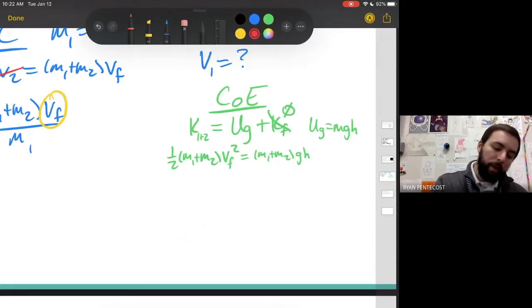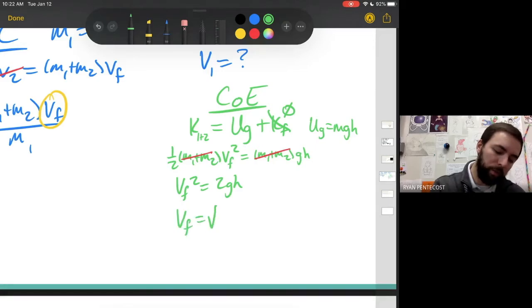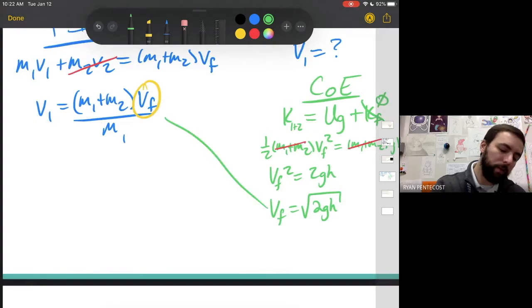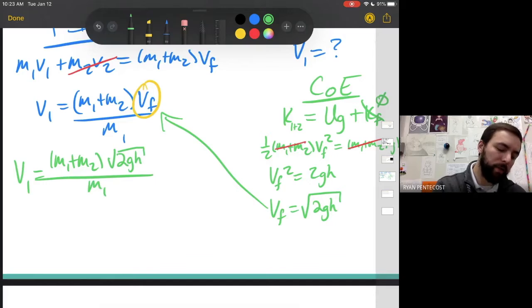Now, we do have M1, M2 on both sides. We can get rid of that, divide that out. If we want to solve for VF, because that's what we're trying to substitute in, we have to solve for it. So if we have VF squared, that equals 2GH. That means that VF is the square root of 2GH. So we can actually substitute that up here to say that the velocity of the bullet is the summation of masses times the square root of 2GH, all divided by the mass of the bullet.